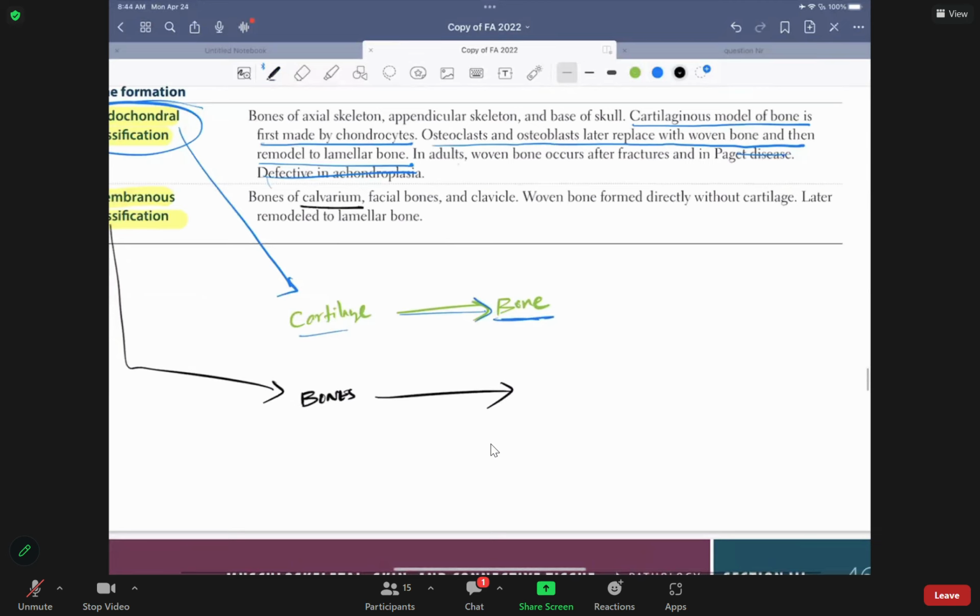Bones of the calvarium. Where's the calvarium? Show me. That's your skull bones, all these bones on the top, okay. Facial bones, what are the facial bones? You have the maxillary bones, zygomatic, mandible, all of them, right? Ethmoid, okay. And clavicle. Clavicle is the most important. Clavicle is a membranous bone. So what does that mean? They were always bone from day one, folks. There is no cartilage, okay.